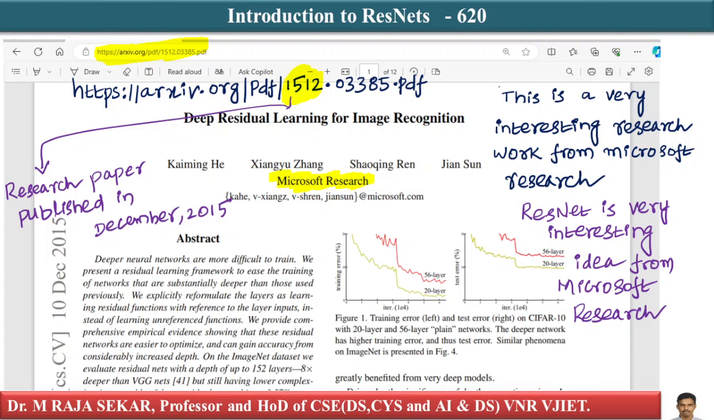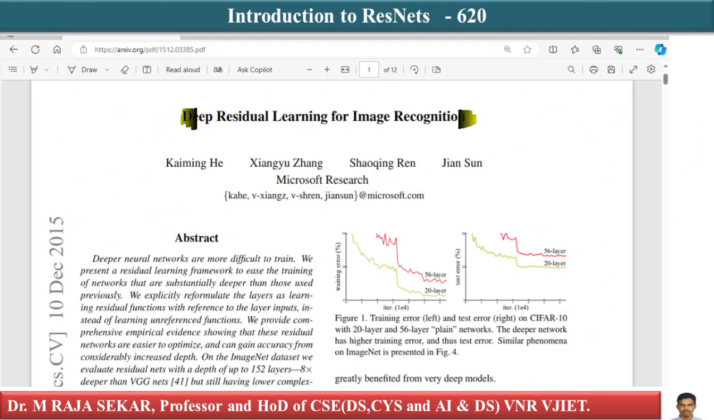The idea has this motivation. We will go through some of the concepts in this paper, and I will also show you some of the diagrams to understand it in a better manner. This research paper is called Deep Residual Learning for Image Recognition. In ResNet, the Res comes from residual, and then network.